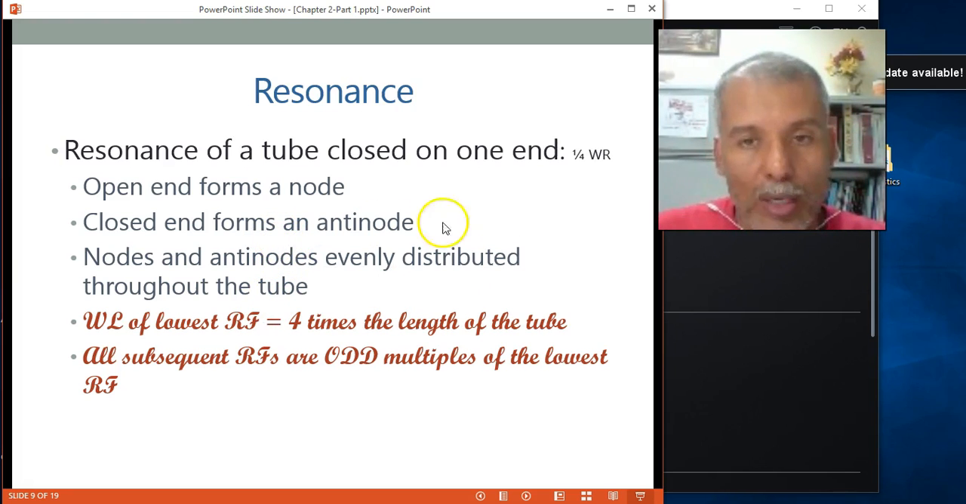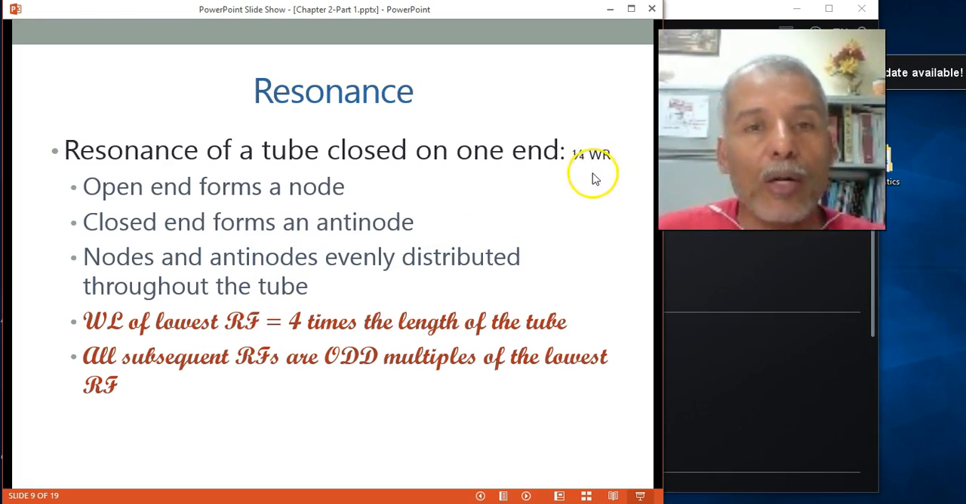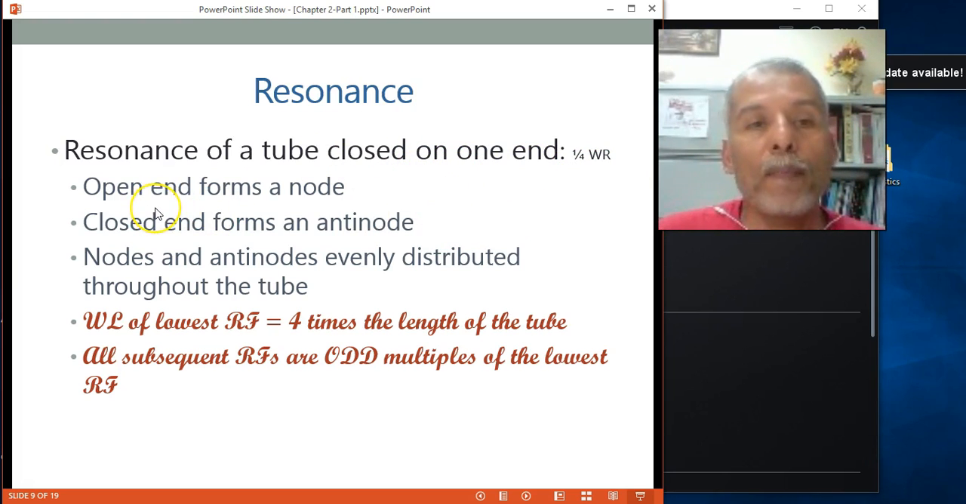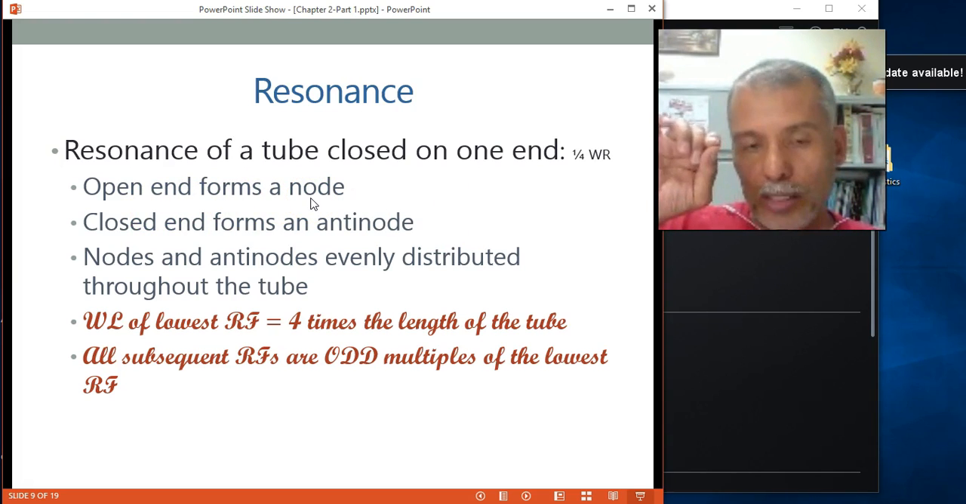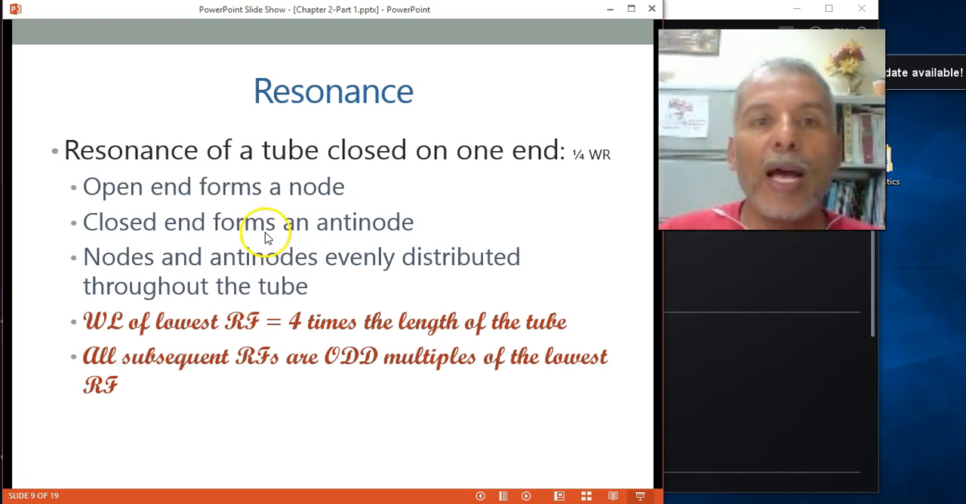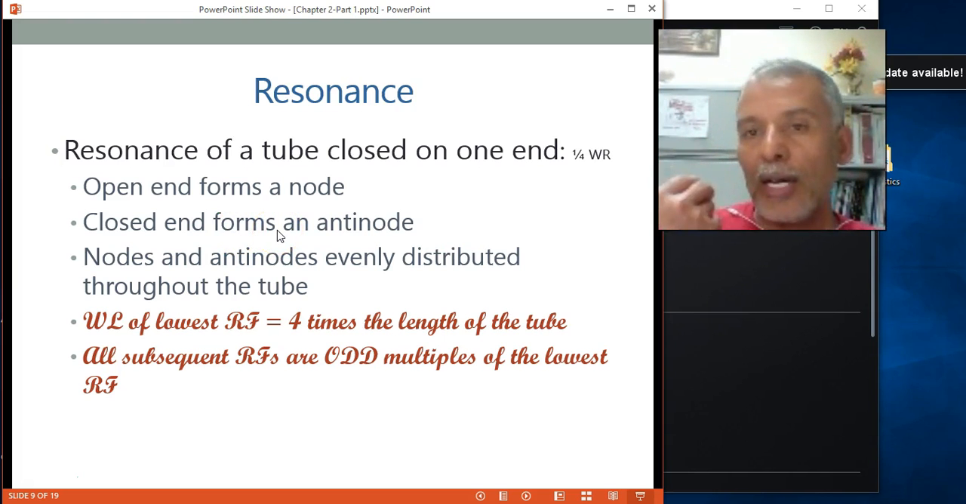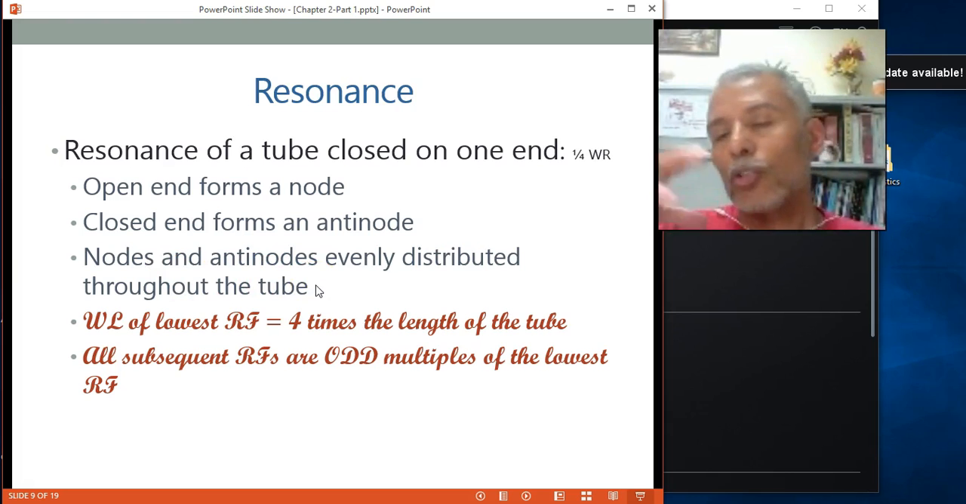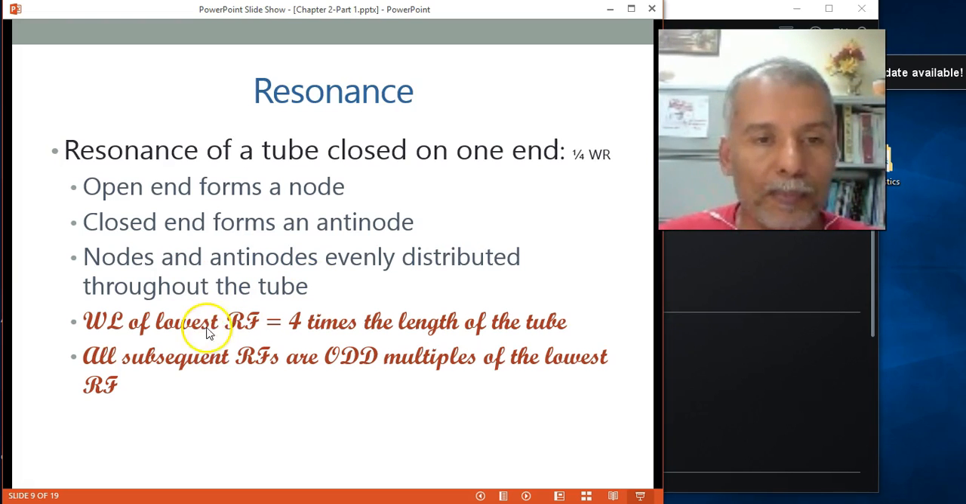So in a 1/4 wave resonator, or a tube that's closed on one end, you have one node, the area of lowest pressure, at the opening, and the antinode is the area inside where it has the highest amount of energy, and you have an even distribution of nodes and antinodes.